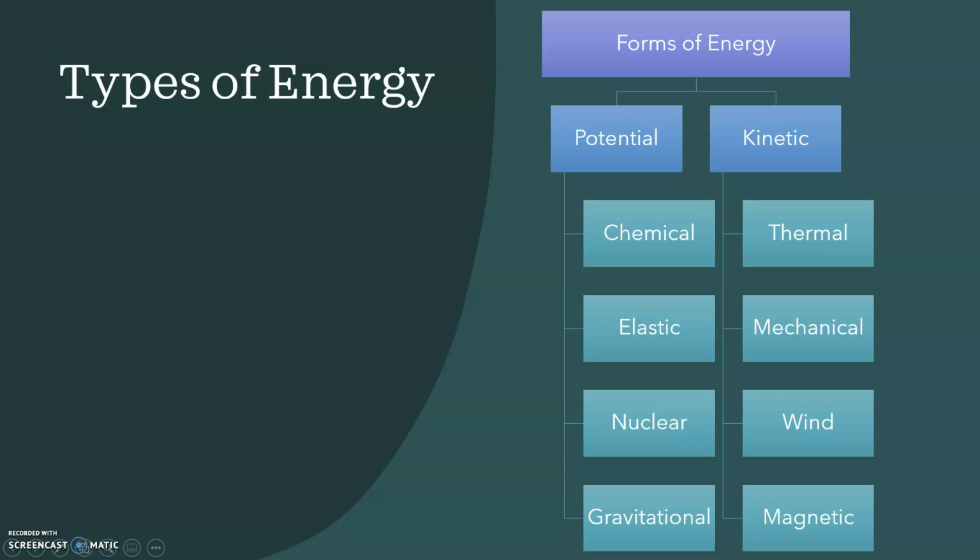Both kinetic and potential energy have several forms. Potential energy can be chemical, like energy stored in molecules of food, elastic, like the energy found in a stretched out rubber band, nuclear, like the energy found in atoms, and gravitational, like a rock sitting on top of a hill. The water in Lake Mead has gravitational energy. The water is at a higher elevation in the lake than the river is on the other side of the dam. Kinetic energy can be thermal, like the sun or a heater, mechanical, like a spinning wheel, wind, which is moving air currents, and magnetic.